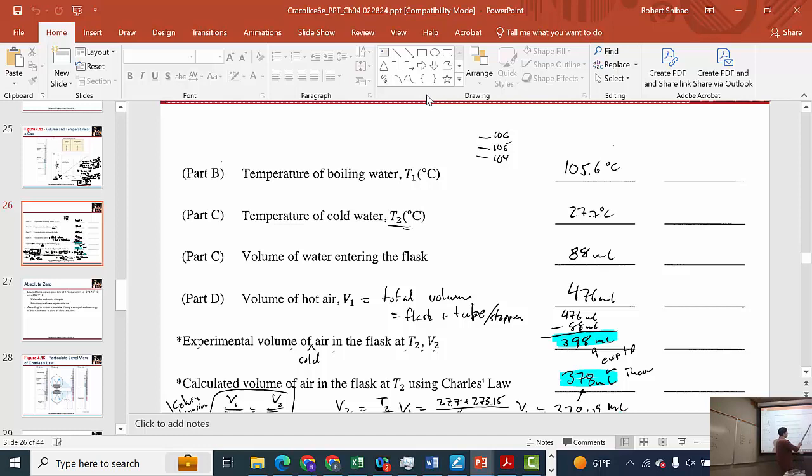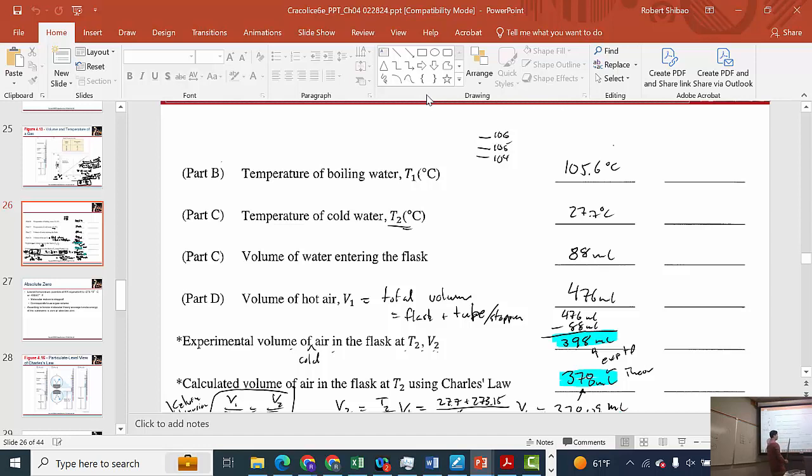So their cold water was 27.7, and the volume of water entering the flask, they got 88 milliliters. Then they measured the volume of the flask with the tube and the stopper, and they got 476 milliliters. That would be the volume of hot air, which occupied the entire container.